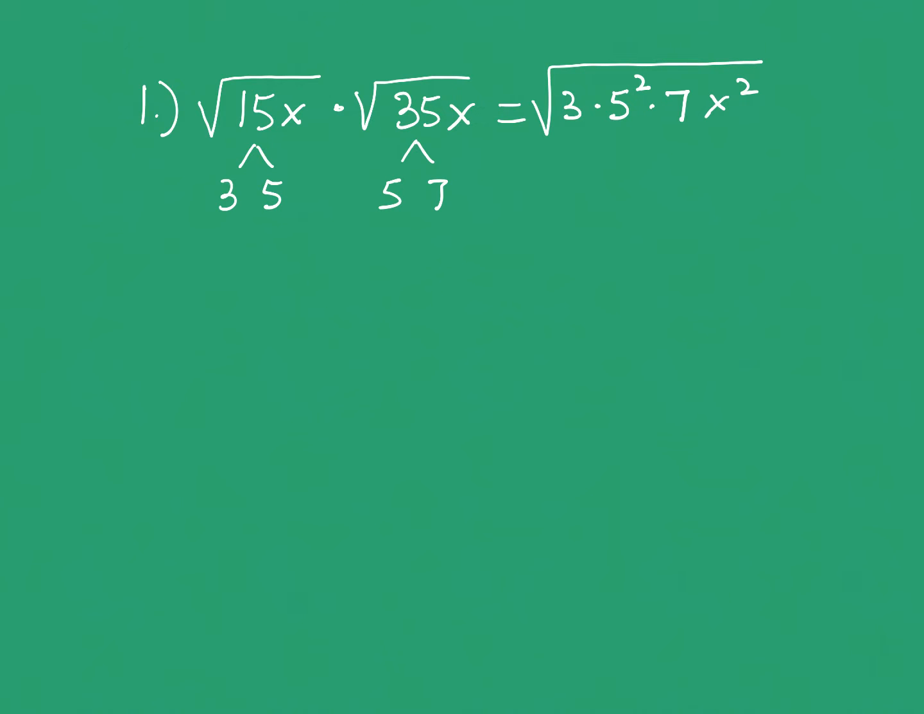You get the square root of this. So the square root of 5 squared is 5. The square root of x squared is x, and we found the square root of those two, times the square root of 21.